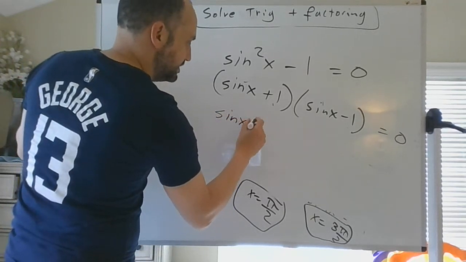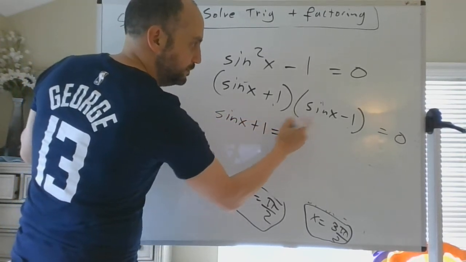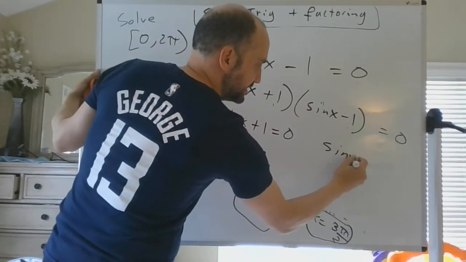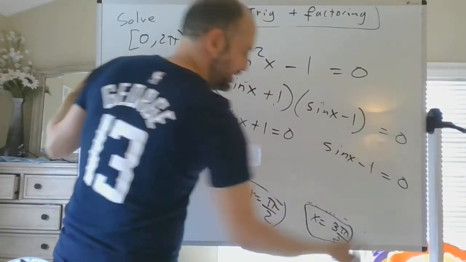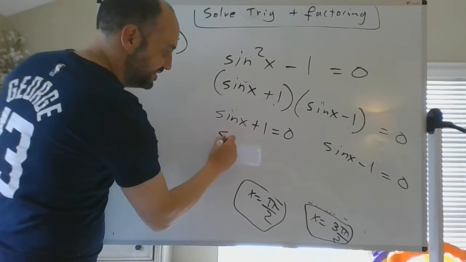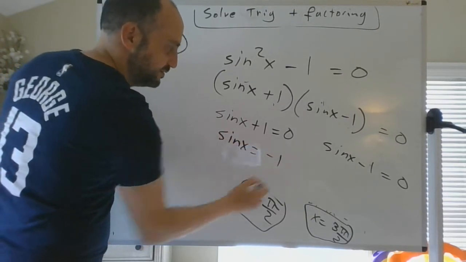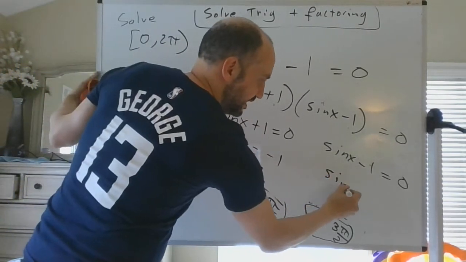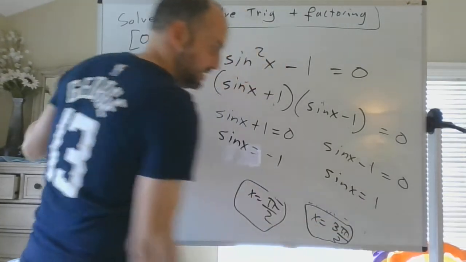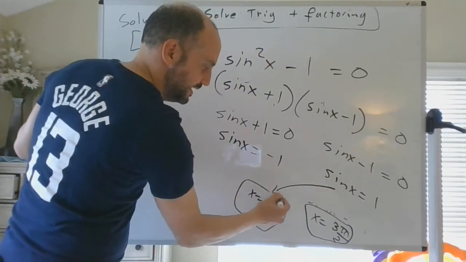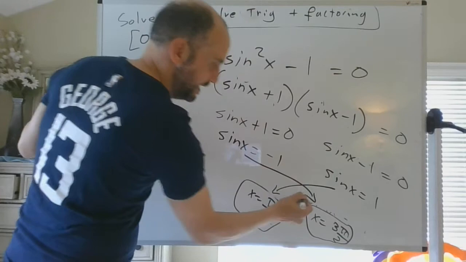Sine x plus 1 equals 0. Sine of x minus 1 equals 0. And if you'll notice, I'm basically ending up with sine of x equals negative 1, and sine of x equals positive 1. This will yield that answer.